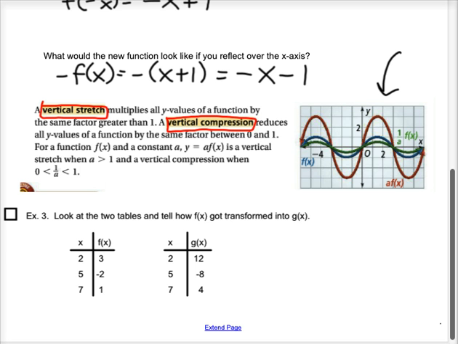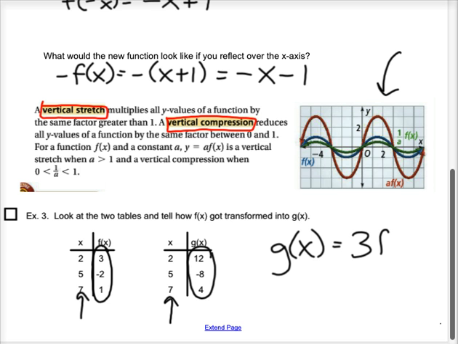So notice we have the same x values in both tables. All right. However, notice the y values. What's happening with them? Well, for the same x values, that g of x is multiplying by 3. Okay, so basically, in order to get g of x, what are we doing? We're taking all of those f of x values and we're multiplying them by 3.